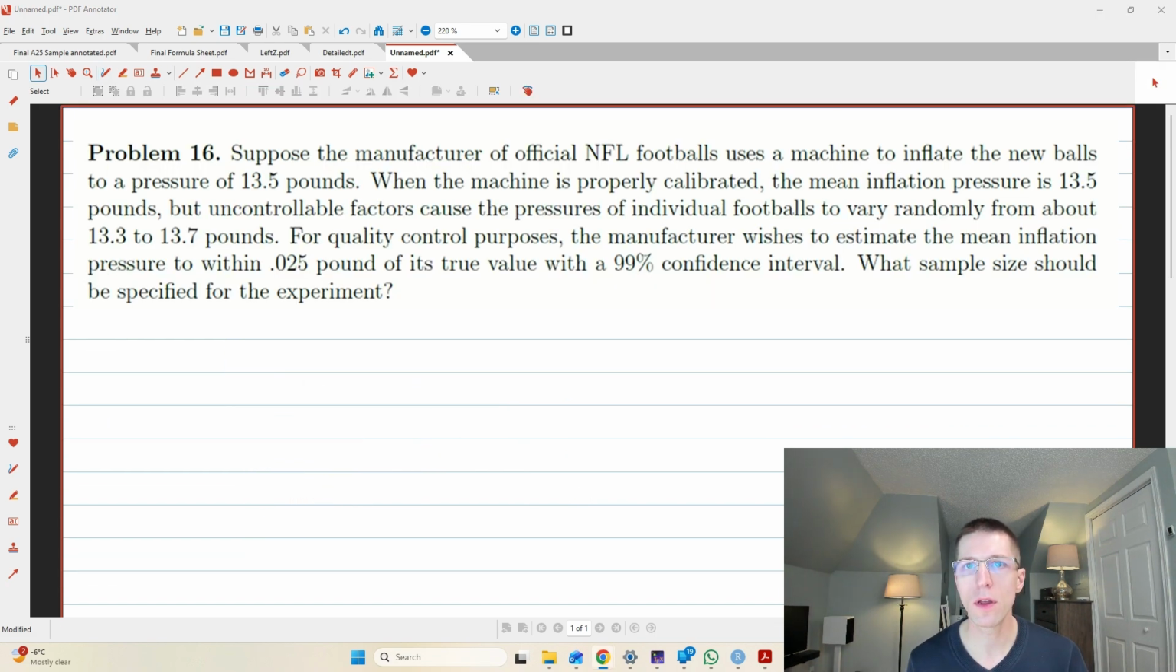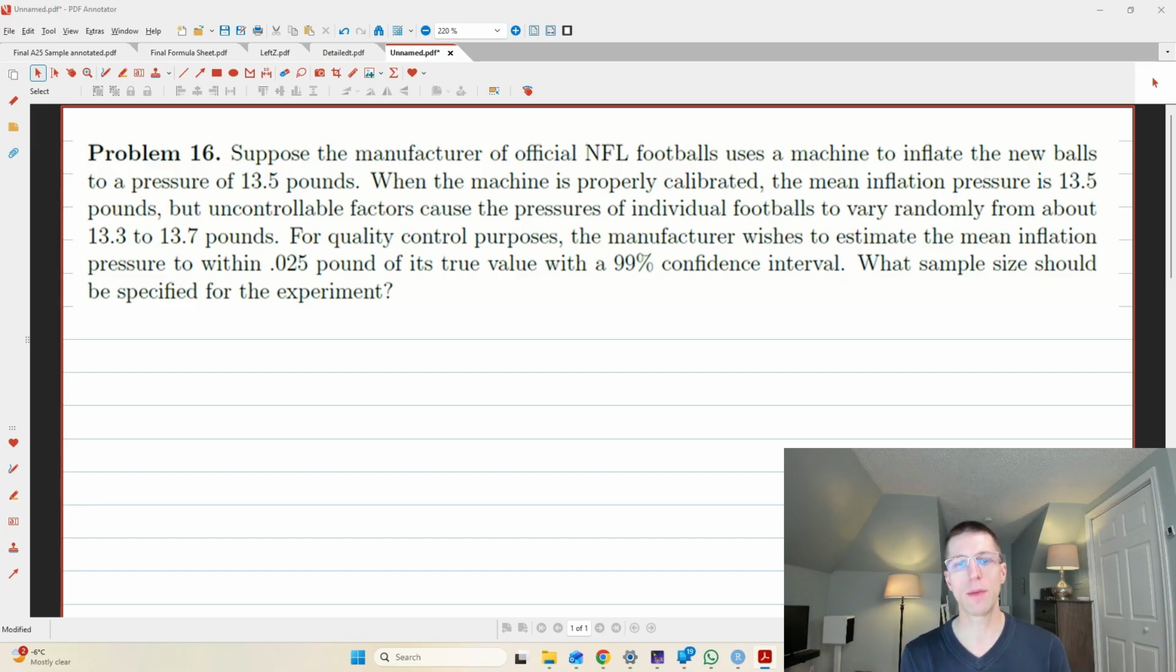Problem 16. This is a sampling error question. So we're told that the manufacturer of NFL footballs wants to inflate footballs to this pressure of 13.5. And just due to uncontrollable things and random phenomena, the actual inflations are going to be between 13.3 and 13.7, but they want to estimate the mean inflation to within 0.025 pounds with a 99% confidence interval. And then we're asked what sample size is needed to do that.